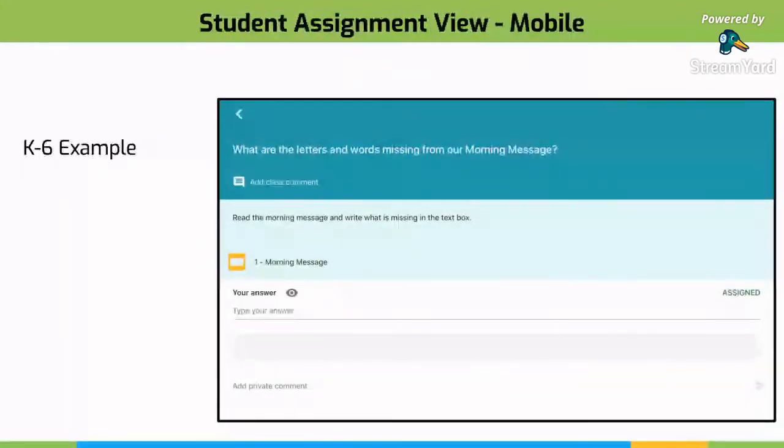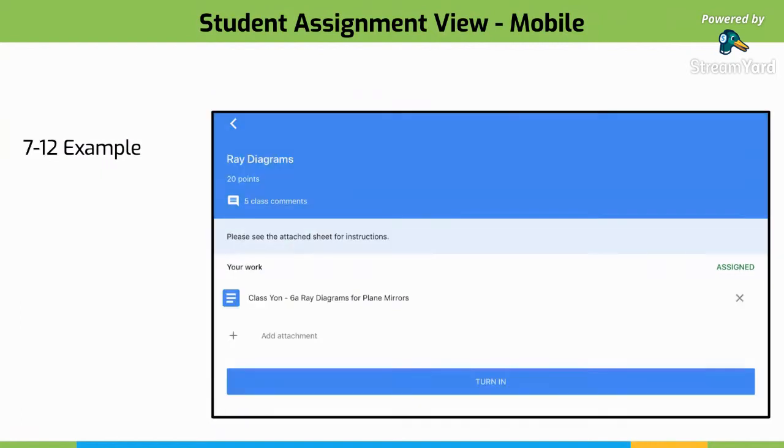So I wanted to give you a little bit of a look at what an assignment might look like. It does look a little different on the mobile view compared to the web version. So in this particular one, this is our morning message sample again. So it's attached to a file, which in this case, the yellow icon tells me that that's a slide presentation. Student can click in the little box where the answer is, type the answer, and they would be able to click submit when that's finished. So that's an elementary example for you.